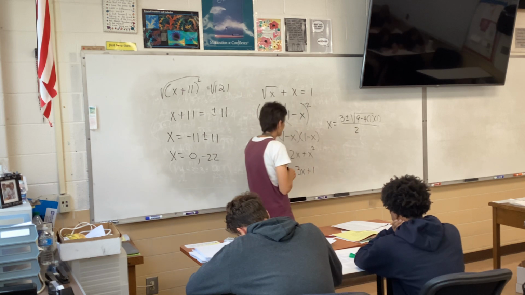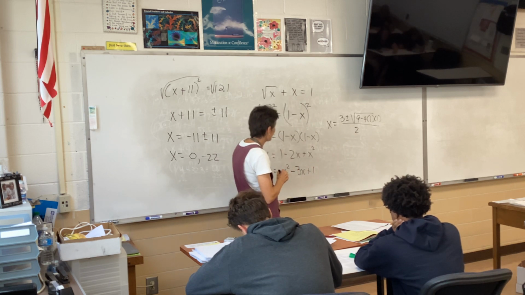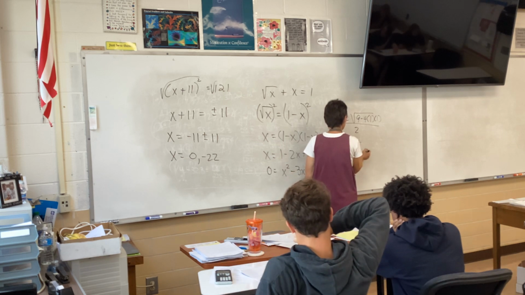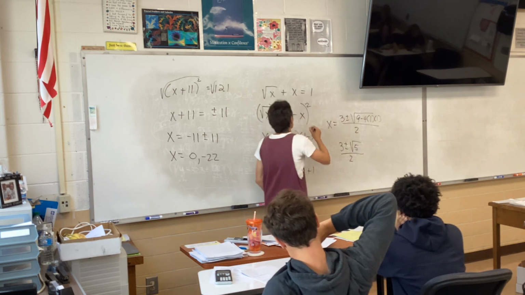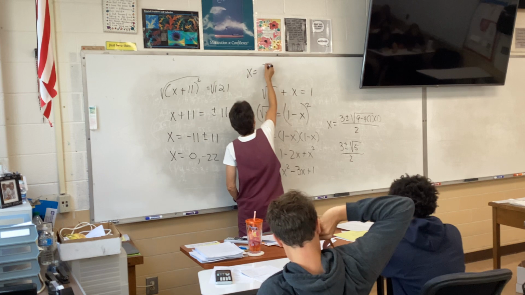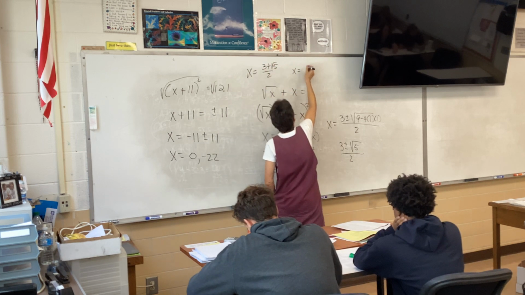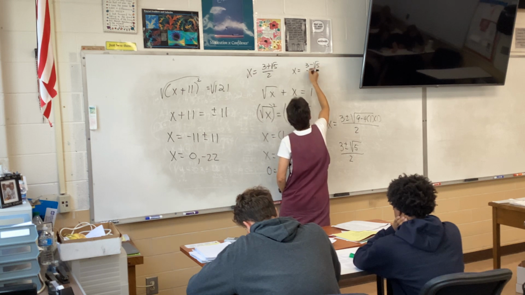All right, I'm trying to talk and write at the same time. Did I get that right? So 3 plus or minus root 5? Yeah. So x equals 3 plus root 5 over 2 and 3 minus root 5 over 2.